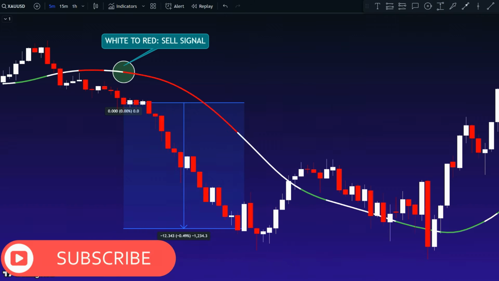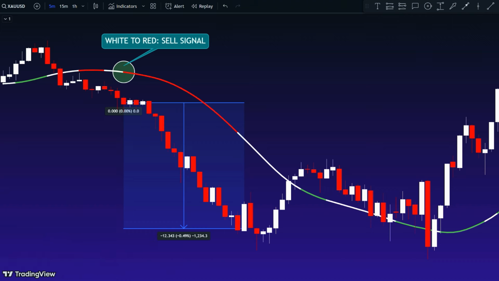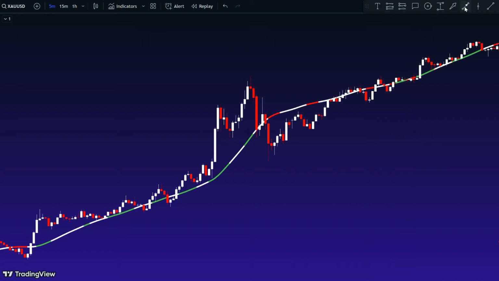In this strategy, the white lines represent a no trade zone. This means that when the indicator lines are white, it's advisable not to enter any trades. Instead, you should wait for the lines to turn either green, signaling a buy opportunity, or red, indicating a sell signal. You've noticed that while the indicator is awesome at generating signals, it's not immune to counter trend signals. This is why relying solely on one indicator isn't always the best approach.